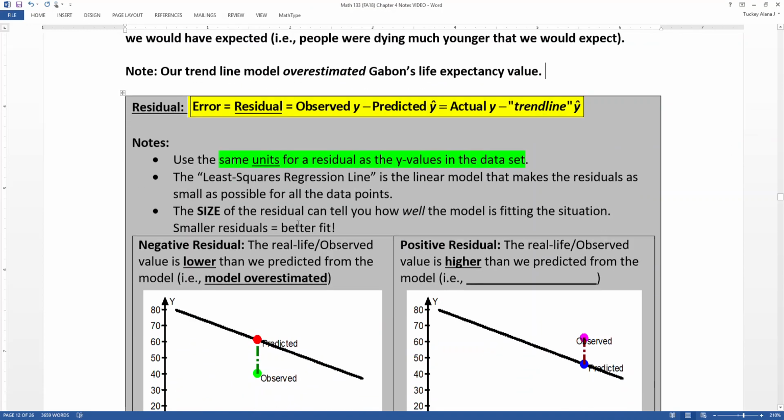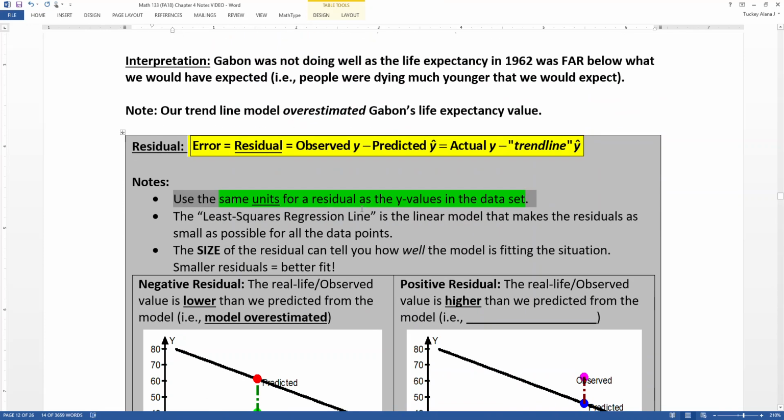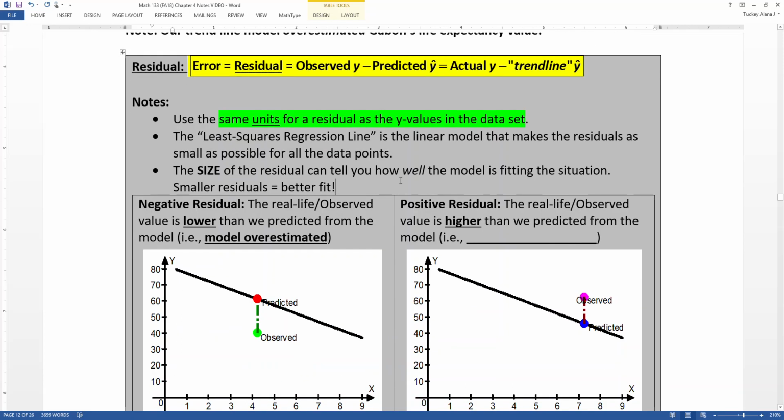One other thing to really note, a couple things, that of course the residuals have the same units as the y values, so in this case it was years everywhere. The least squares regression line is the model that makes the residuals the smallest they can possibly be for all the data points. What I said before, it balances the high and the low errors, and that trend line that you see is the best one. And the size of the residual can tell you how well the model's fitting your situation. So if it has smaller residuals, that's generally a better fit. The closer the dots are to the line, in other words, the better.